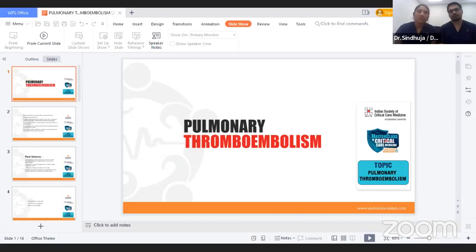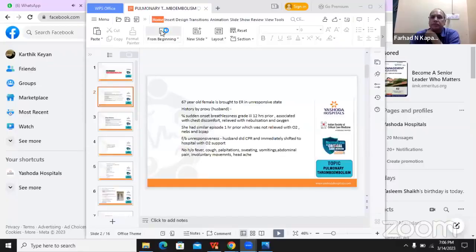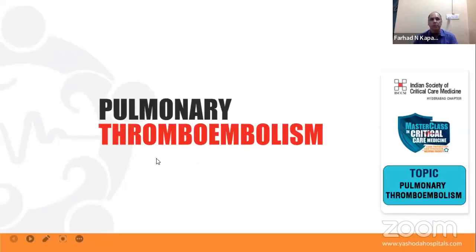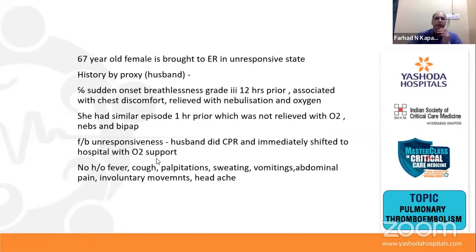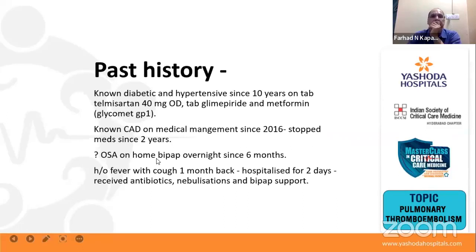Known case of CAD on medical management, stopped using antiplatelet since 2 years. She was using overnight home BiPAP for the last 6 months for obstructive sleep apnea. When you say known CAD, what does that mean? Did she have a heart attack? Did she have a decreased ejection fraction? Did she have an angioplasty? The reports were exactly not available, sir. Okay, fine. Continue.